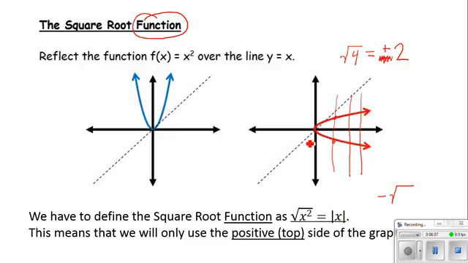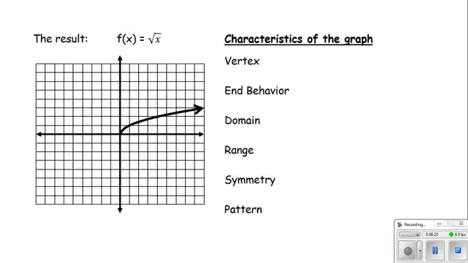And if we do that, that means we're just taking the top half of that parabola. So the square root function is just going to be the top half of that sideways parabola. So the function square root of x ends up being this half of a parabola. So important to note that its basic vertex is at 0, 0.